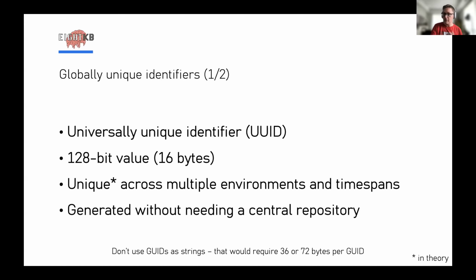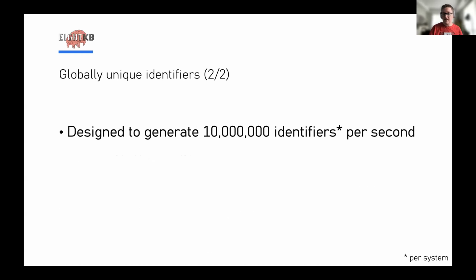Make sure that you measure the performance impact of GUIDs versus big ints or ints. Just measure it. Maybe your database is so massive that you cannot use GUIDs and you decide to use ints, and then you'll have to take that into account as well. So just please test everything. What else about GUIDs? They're designed to generate 10 million identifiers per second per system.